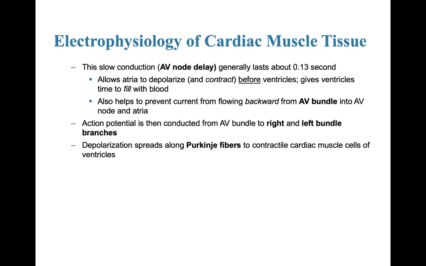This slow conduction, which is referred to as the AV node delay, generally lasts for about 0.13 seconds. This allows the atria to depolarize and contract before the ventricles, giving the ventricles time to fill with blood. It also helps to prevent the current from flowing backward from the AV bundle into the AV node and the atria. The action potential is then conducted from the AV bundle to the right and left bundle branches. Depolarization spreads along the Purkinje fibers to the contractile cardiac muscle cells of the ventricles.